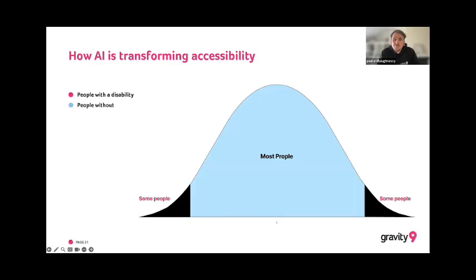Okay, so as I was saying in the previous slide, AI models are trained on data sets that normally do not adequately represent people with disabilities.